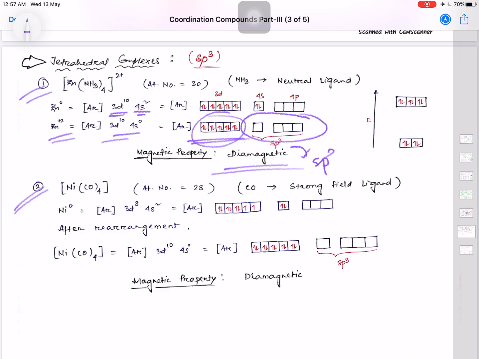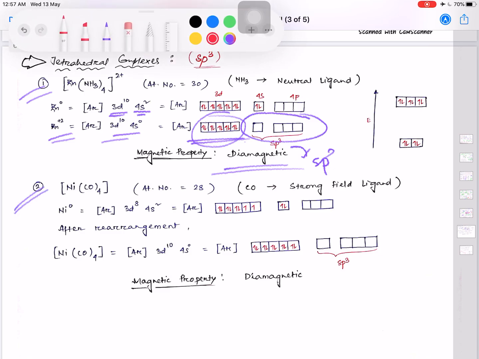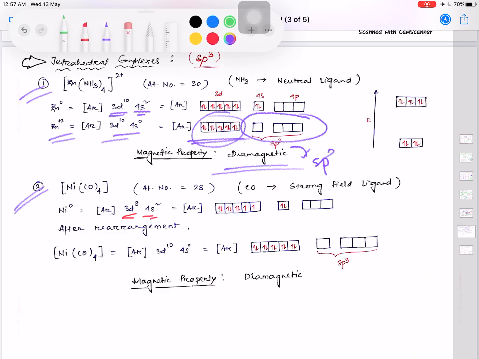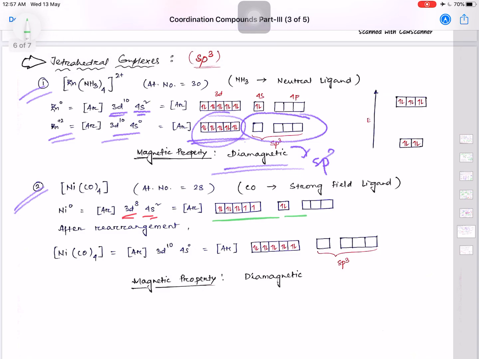Check this example, Ni(CO)4, where nickel is in 0 oxidation state. Nickel has 3d8 4s2 configuration. It is like this. And since the metal is in 0 oxidation state, we don't have to write any oxidation state.